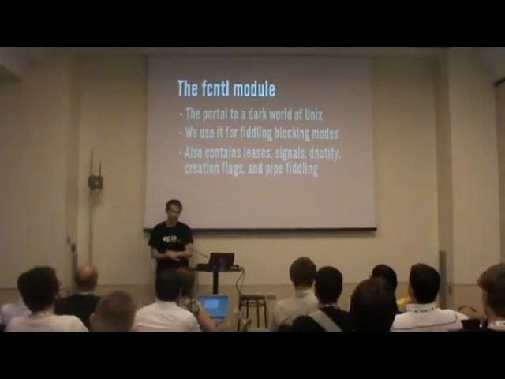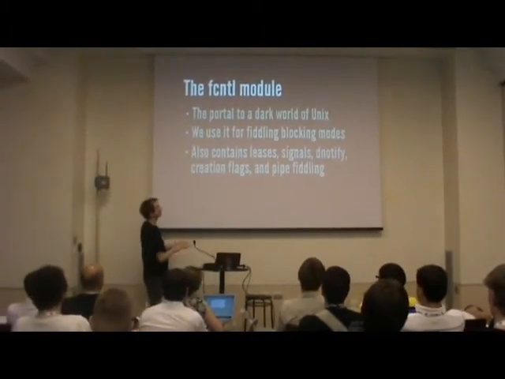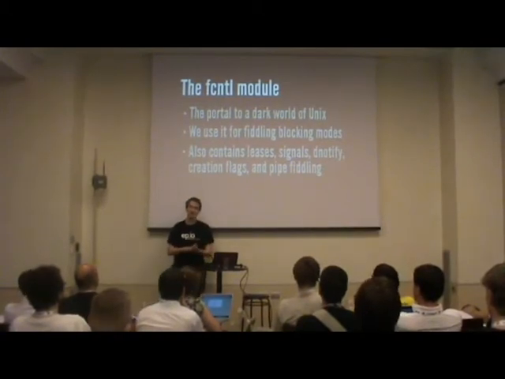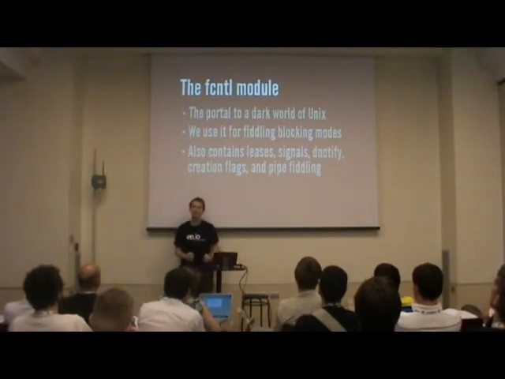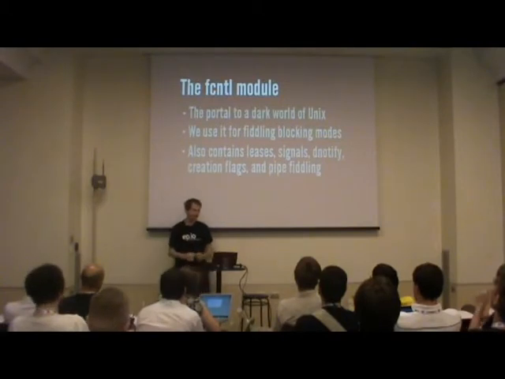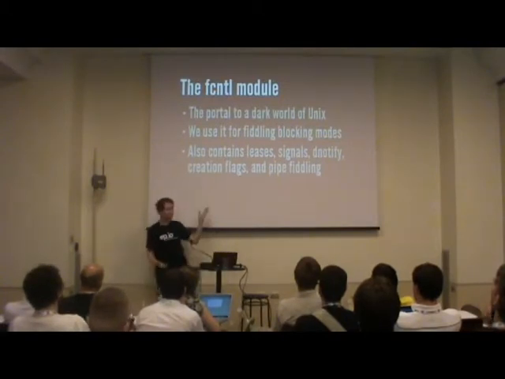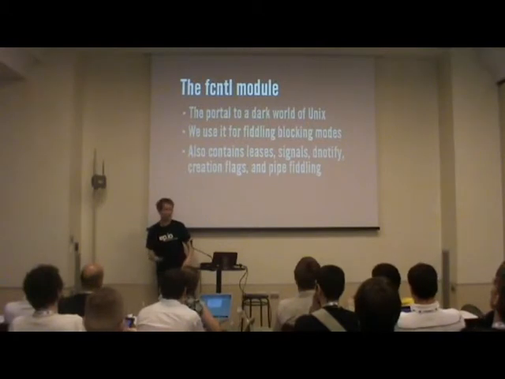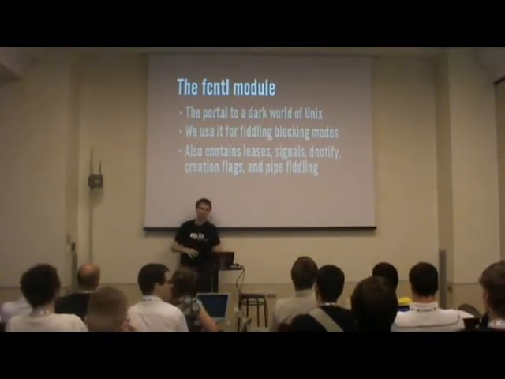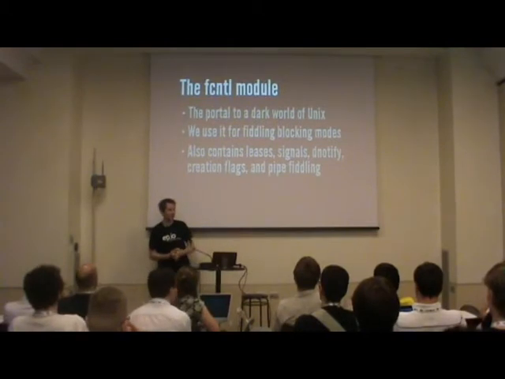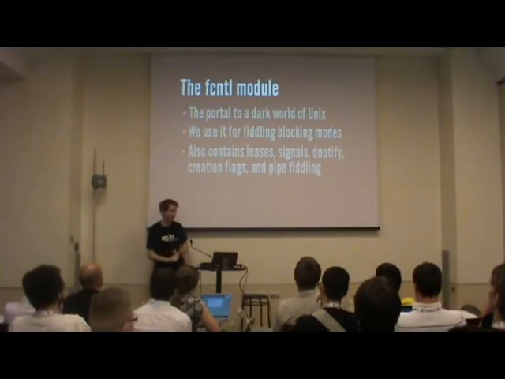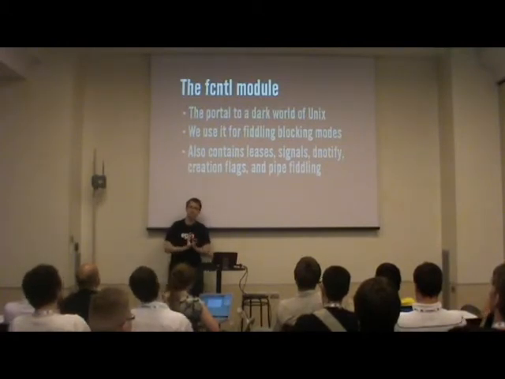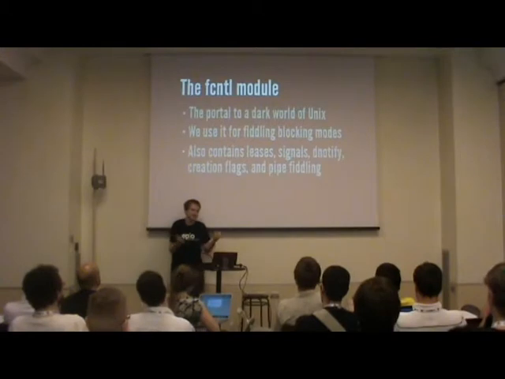Yes, the fcntl module. It's the portal to a very dark world of Unix. I hope you never ever have to use this. fcntl is a part of the Unix subsystem where you take a file handle and mess around with it in horrible ways. We use it for changing blocking modes. We saw in the pty module there are a few things that need to be in non-blocking mode, which means you can try and read from it and get an error. But it also contains things like leases that don't get used, signals to notify, creation flags and changes on pipes. Basically, magic.